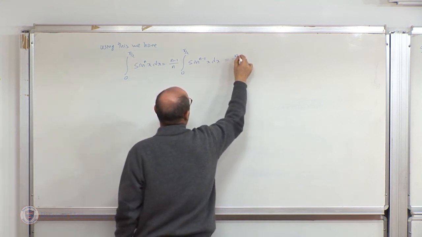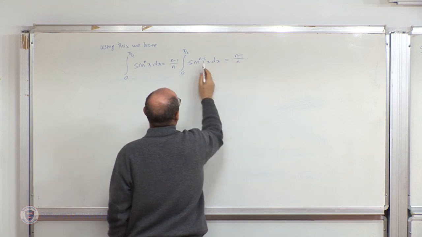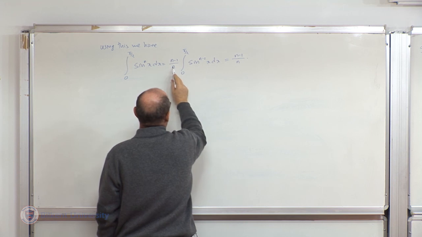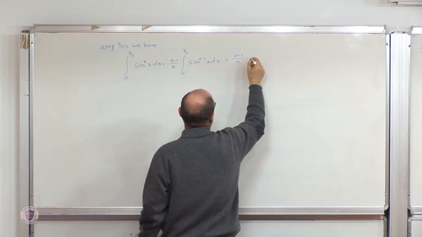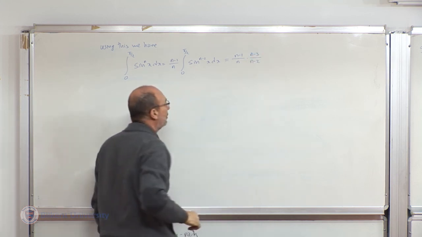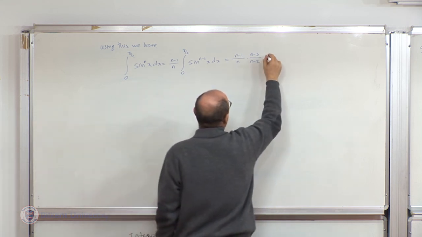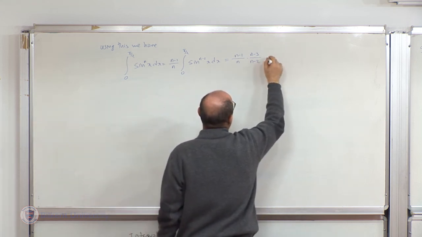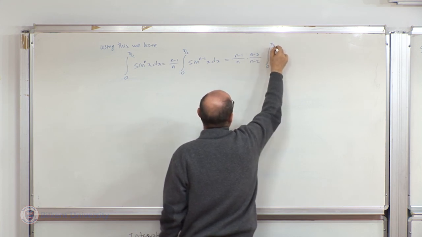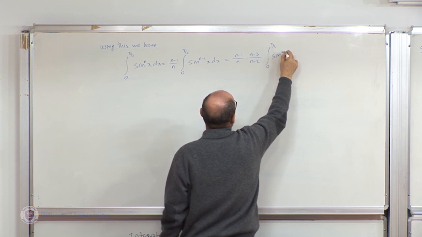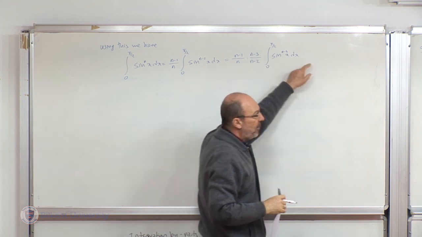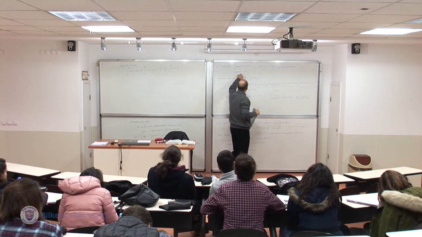n minus 1 over n is here. Then I divide by this power, so you see this power comes here. Then I subtract 1. I divide by this power, n minus 2, and I subtract 1, n minus 3. So I have, let me stop here, the integral from 0 to pi over 2 of sine to the n minus 4 x dx. So this will go step by step until we come either to this or to this.